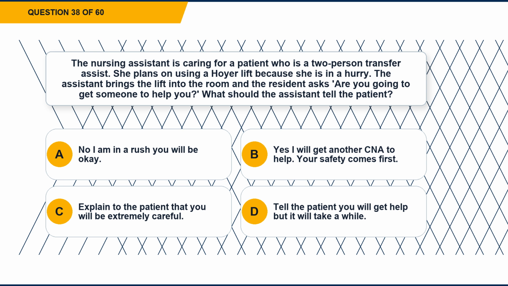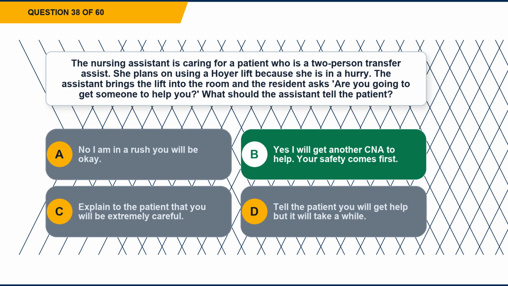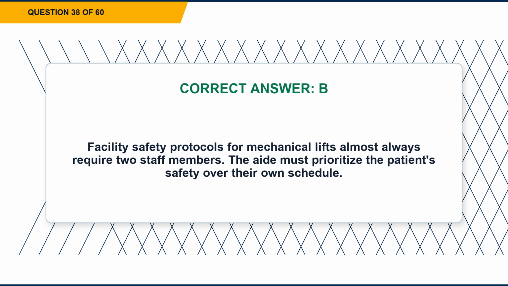Option C, explain to the patient that you will be extremely careful. Option D, tell the patient you will get help but it will take a while. The correct answer is option B, yes, I will get another CNA to help. Your safety comes first. Explanation: facility safety protocols for mechanical lifts almost always require two staff members. The aide must prioritize the patient's safety over their own schedule.